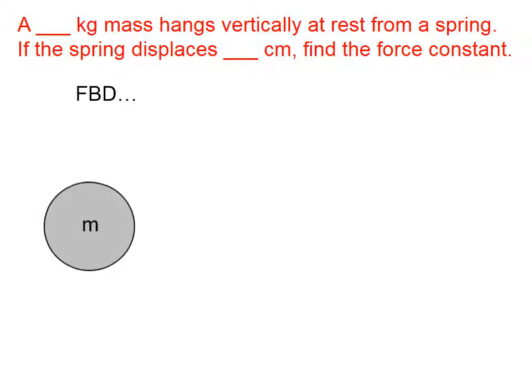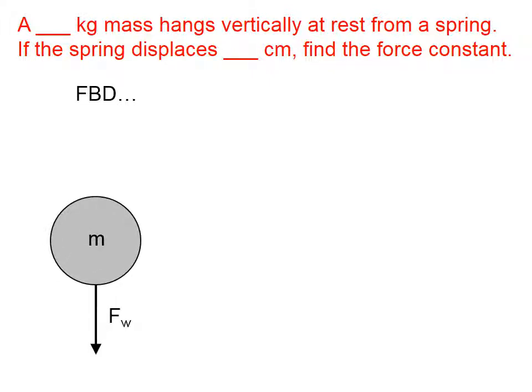A blank kilogram mass hangs vertically at rest from a spring. If the spring displaces so many centimeters, find the force constant. So here's our mass. We're going to draw a free body diagram. We've got the weight acting downward and the force from the spring acting upwards. This mass is at rest.